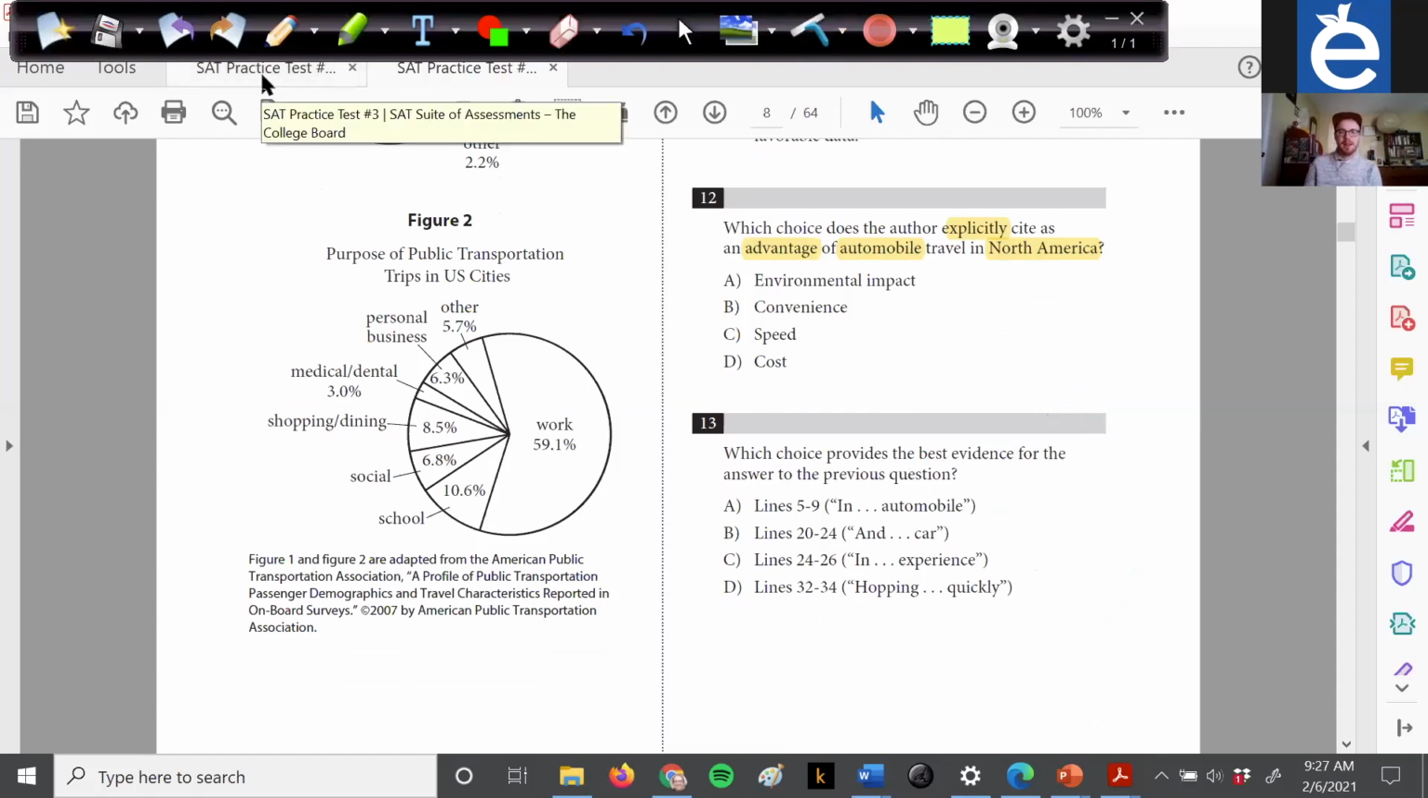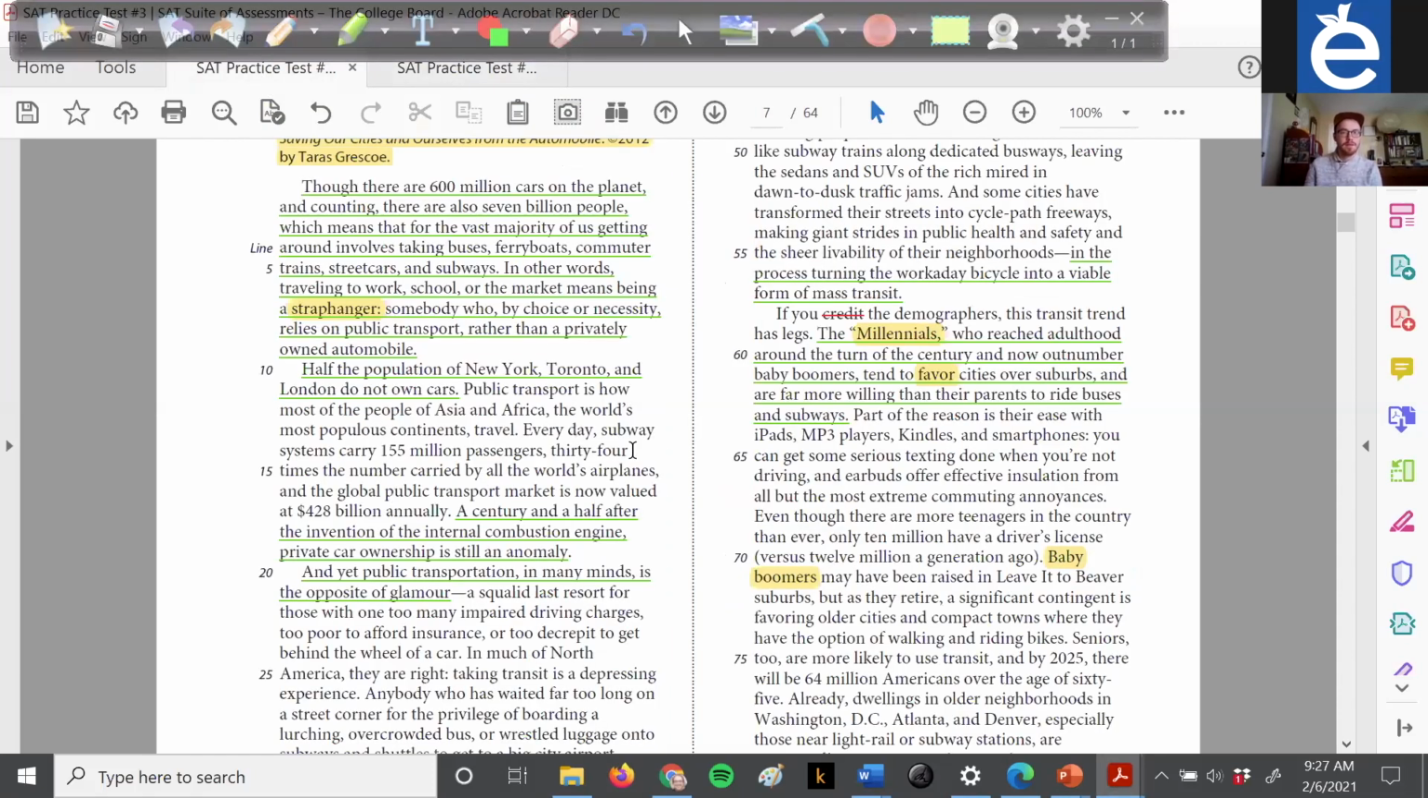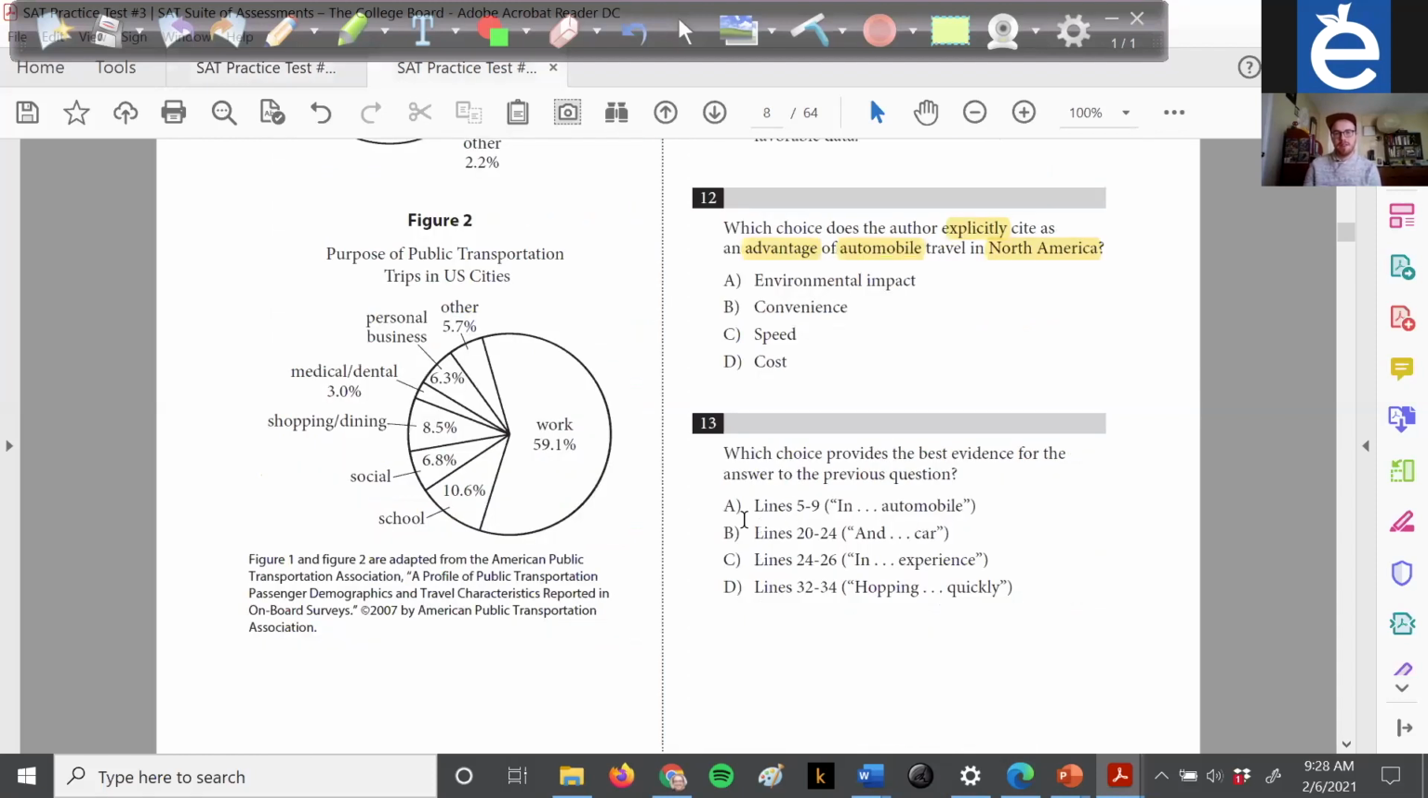Lines 5 to 9, starting with in and ending with automobile. Well, looks promising so far. In other words, traveling to work, school, or the market means being a strap hanger, somebody who, by choice or necessity, relies on public transport rather than a privately owned automobile. No, I don't think that really talks about the advantage of having a car. That's more about, here's why some people have to use public transit.